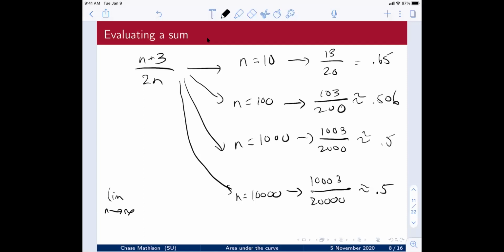What is the limit as n goes to infinity of n plus 3 over 2n? We think it should be about 0.5, right? But what actually is that limit? Yeah, it's just 1/2, because this is a rational function where the degree of the top is 1, which equals the degree of the bottom, also 1. So I just divide those leading coefficients and I get 1/2.